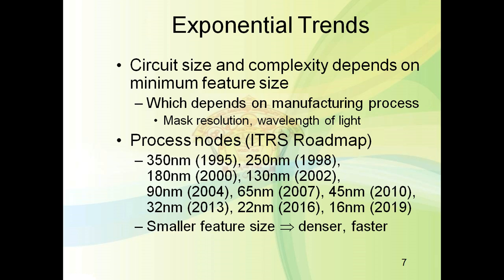The circuit size and complexity depend upon the minimum feature size, and this depends upon the manufacturing process. The use of a high resolution mask and shorter wavelength of light reduces the feature size. How do we reduce the feature size? We have to use a high resolution mask and short wavelength light. That will reduce the feature size.